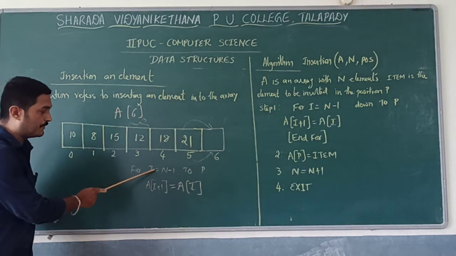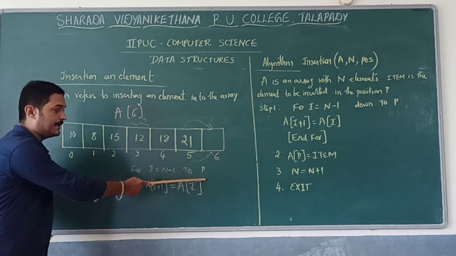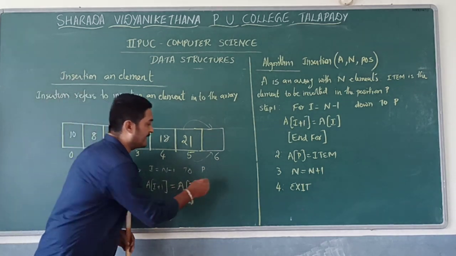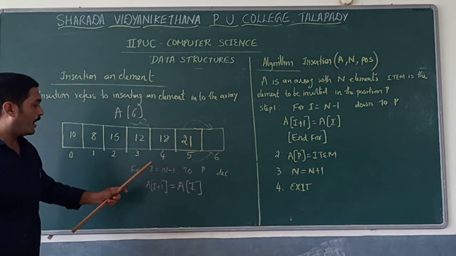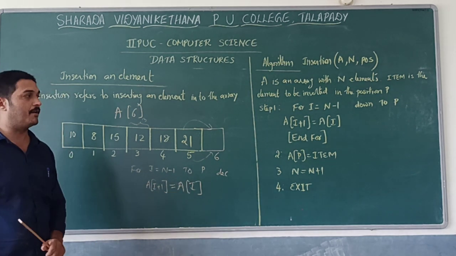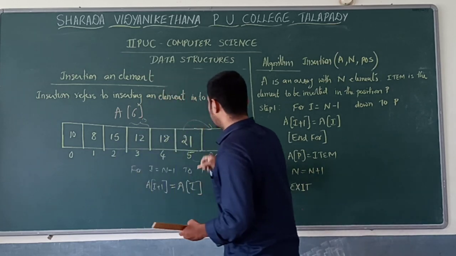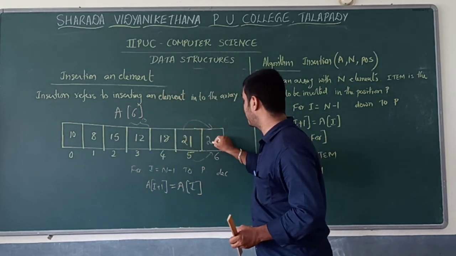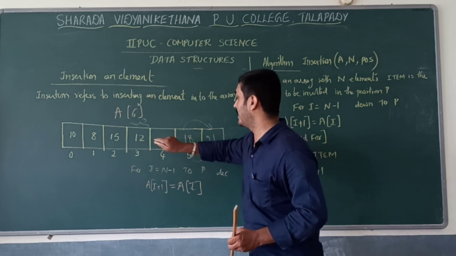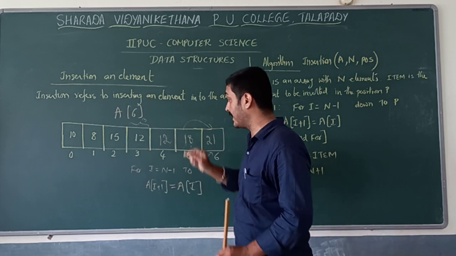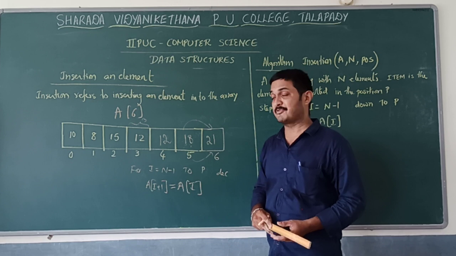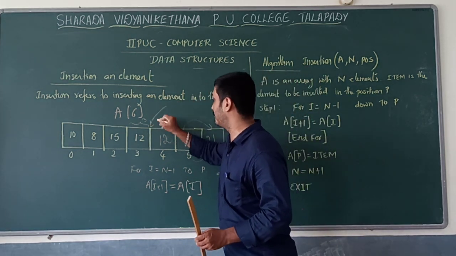See, for I equal to n minus 1 to P, that means reverse order, or we can say decrement order, A of I plus 1 equal to A of I. Then automatically 21 will be shifted to the next location, and in the same manner 18 will be shifted to the next location, and 12 will be shifted to this location. Then this particular location will be empty, and we can insert our element there.